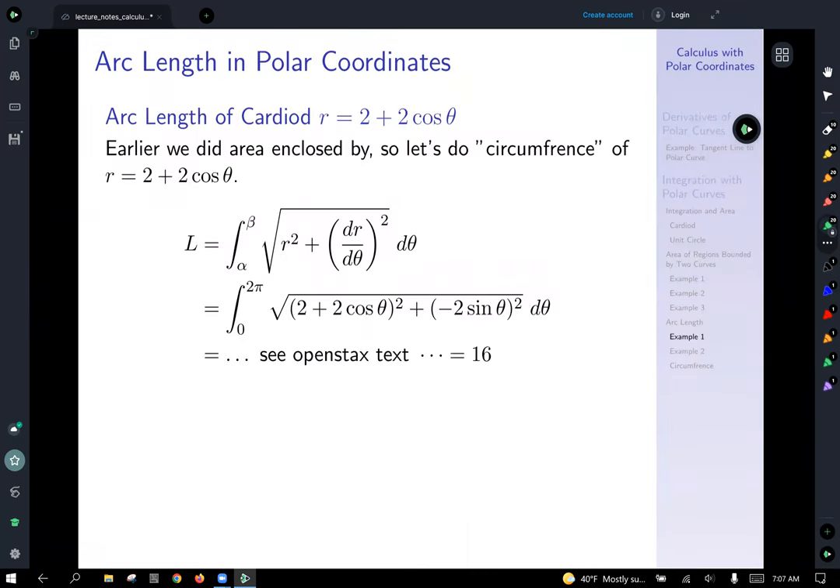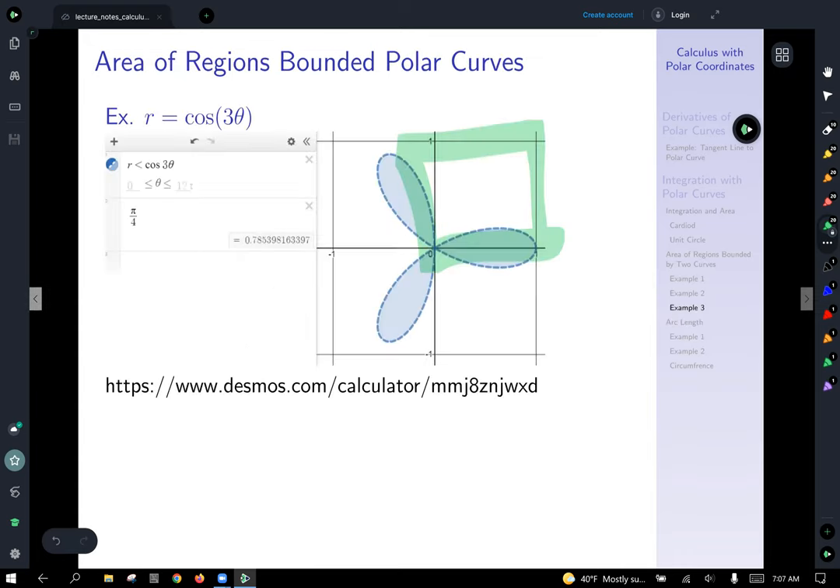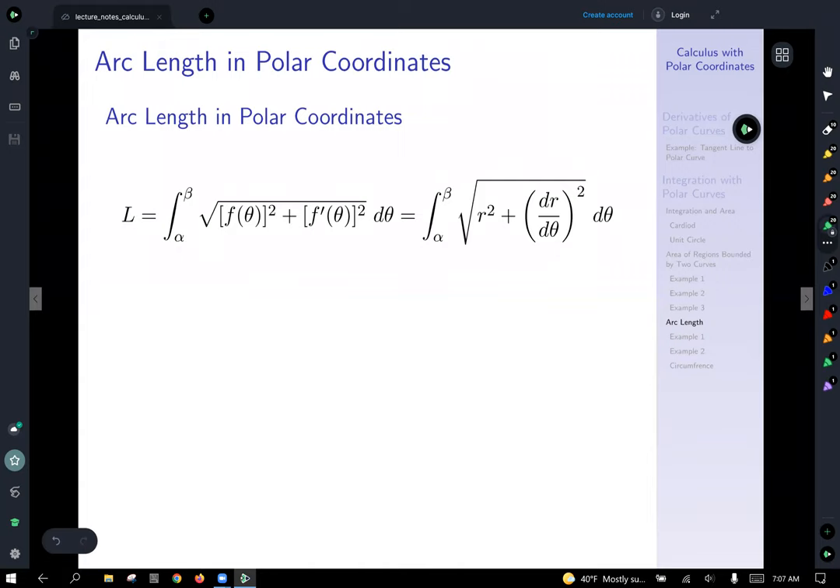Okay, our last application of integration with polar curves is to find arc length. The equation for arc length in polar coordinates is that length is given by the integral, letting theta vary from alpha to beta, of the square root of f of theta squared. So that's the unchanged original function, r squared. And then add to that the derivative squared. f prime of theta is dr d theta, squared.